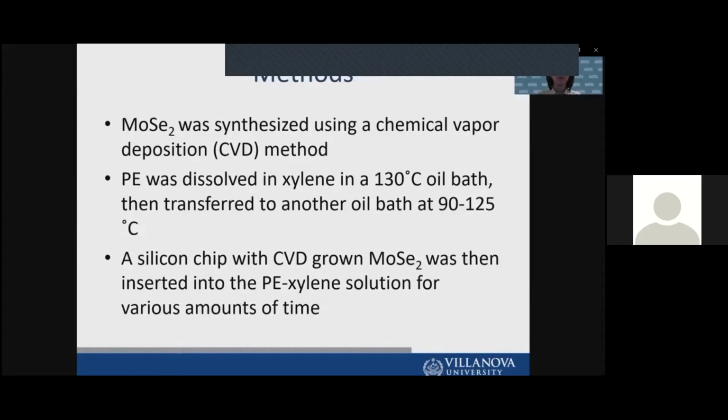And so our method used to synthesize MoSe2 was a basic chemical vapor deposition method, which will be explained in the next slide. To synthesize the polymer nanomaterial composite, polyethylene was first dissolved in xylene at about 130 degrees C, then transferred to a cooler oil bath, which ranged from temperatures of 90 to 125 degrees C. In this recrystallization oil bath, a silicon chip with CVD-grown MoSe2 was inserted into the solution for varying amounts of time to control its growth.